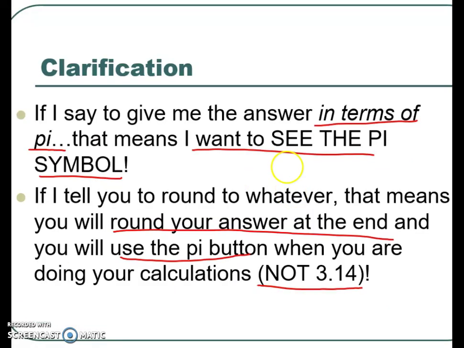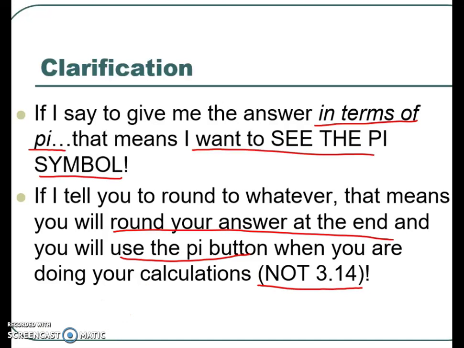So I want to clarify one thing. If I say to give me the answer in terms of pi, that means I want to see the pi symbol. Okay, so you're going to put the pi symbol. You're not going to multiply pi by the answer. So it's going to be like 3 pi or 15 pi in terms of pi. But if I tell you to round to whatever, that means you will round your answer at the end and you will use the pi button when you are doing your calculation. So you're not using 3.14 to multiply. You're going to put the number and press pi, like I showed you on the Desmos calculator.